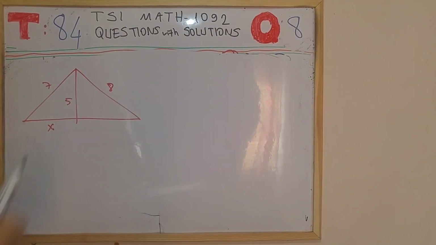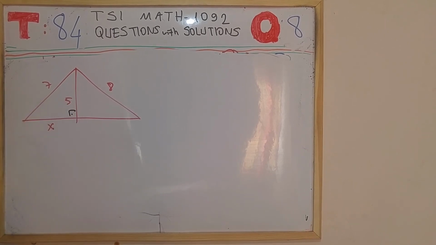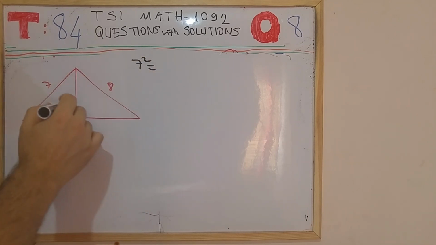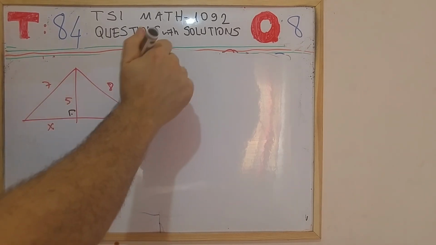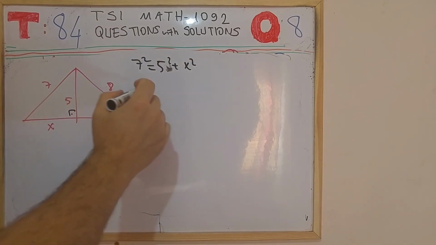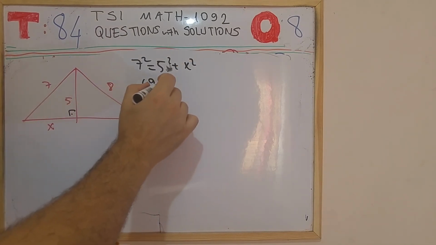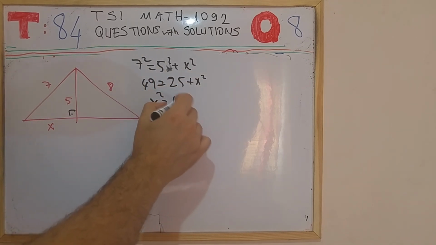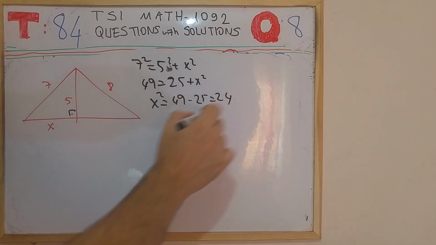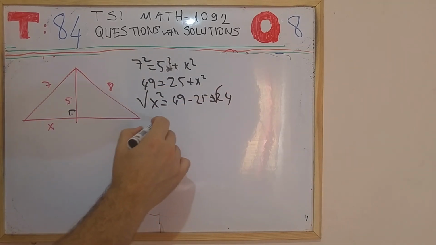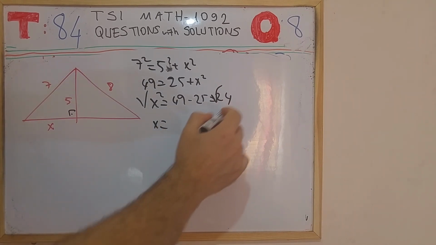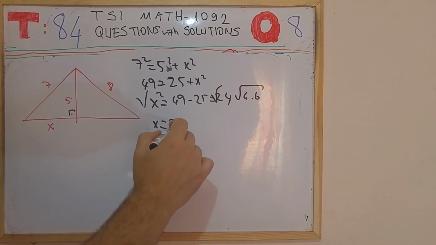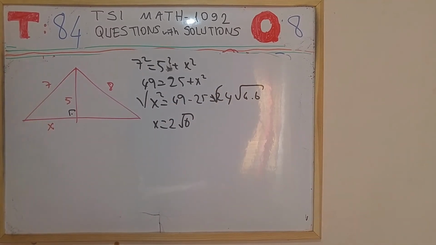Actually, we don't need the second triangle here because this is a right angle, and we apply the Pythagorean theorem. So 7 square is equal to 5 square plus x square, and 49 is equal to 25 plus x square, and x square is equal to 49 minus 25, that is 24. Let's take the square root of each side. X is equal to the square root of 24, and 24 is equal to 4 times 6. So this is 4 can get out as 2 times square root of 6.